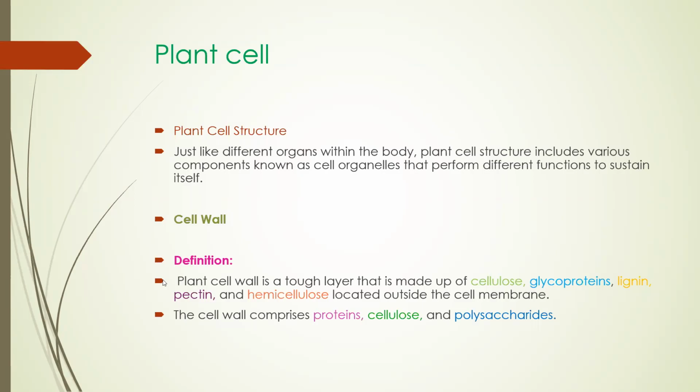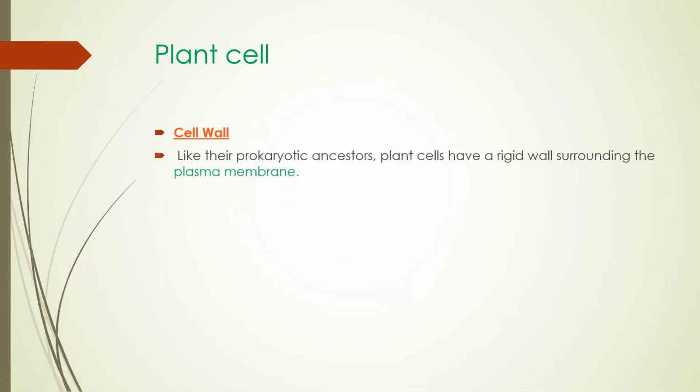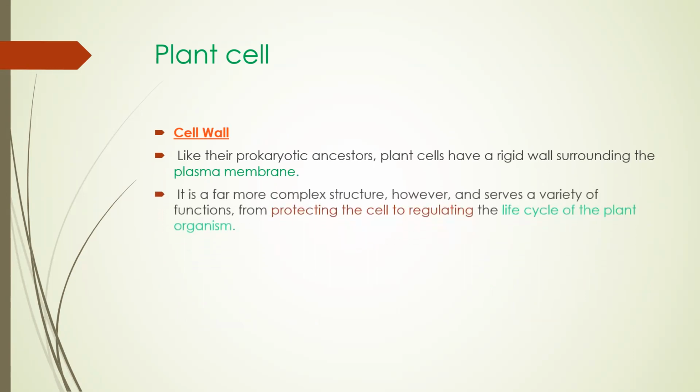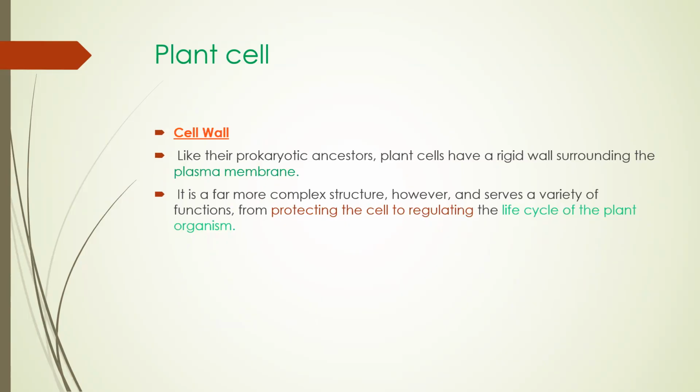Cell wall definition, it's done. Next one is functions of the cell wall. Like their prokaryotic ancestors, plant cells have a rigid wall surrounding the plasma membrane. It is a far more complex structure, however, and serves a variety of functions from protecting the cell to regulating the life cycle of the plant organism.